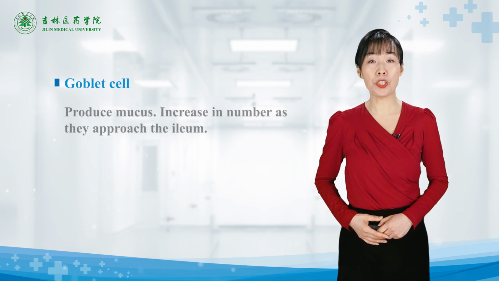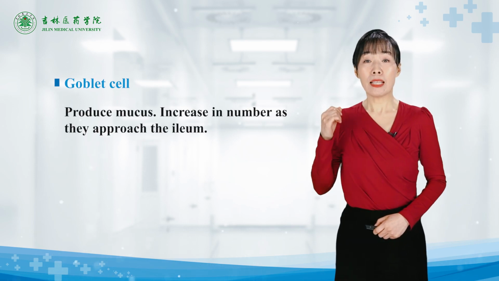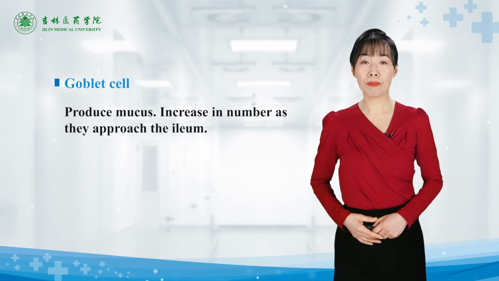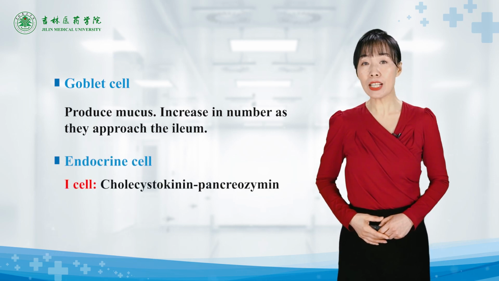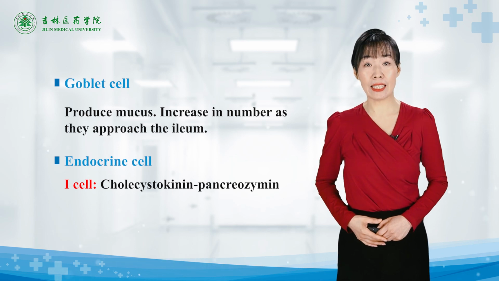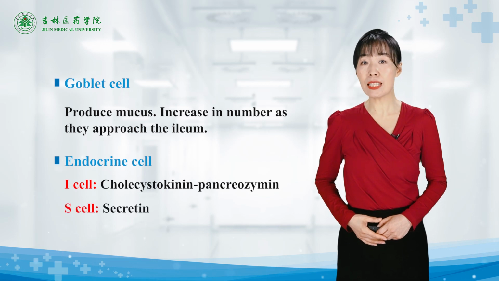Goblet cells produce mucus. The number of them increases as they approach the ileum. Endocrine cells include I cell, which secretes cholecystokinin, pancreozymin. S cell secretes secretin.